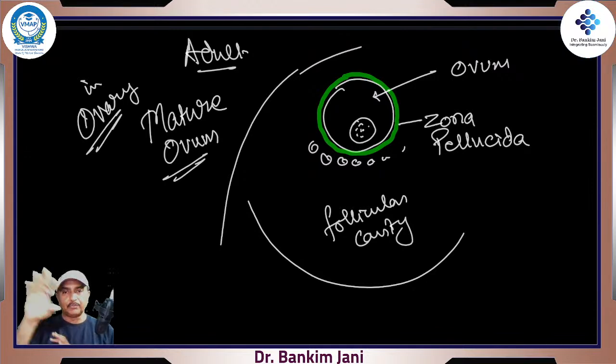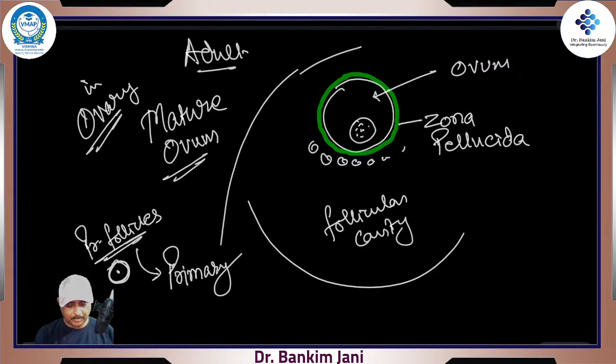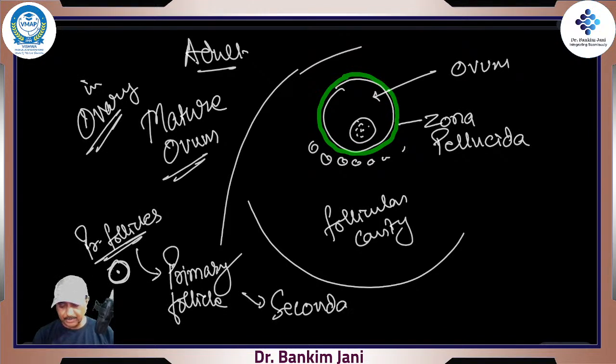In the ovary, there would be other ova as well. Some of them will remain as primary ova, that is, the primordial follicles, because not everyone will mature in a single shot. A few will remain primordial follicles, and a few will develop into the primary follicle. So primordial follicle to primary follicle to secondary follicle. These are all stages.